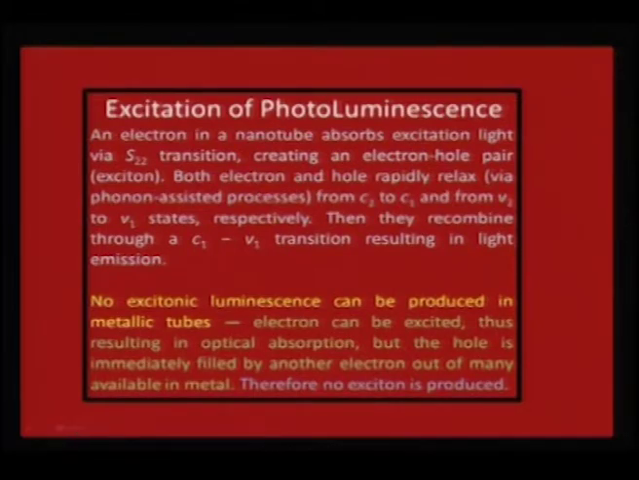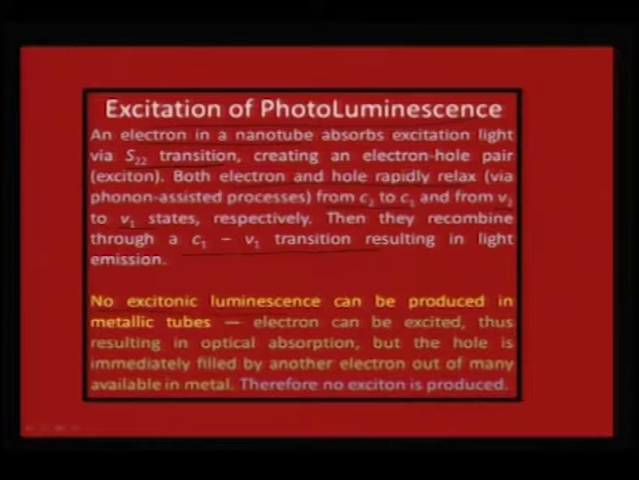So, for excitation of photoluminescence, an electron in the nanotube absorbs via an S2 transition as I mentioned earlier, and the electron and the hole rapidly relax from C2 to C1 and from V2 to V1, and therefore the C1 V1 transition is actually responsible for the light emission.